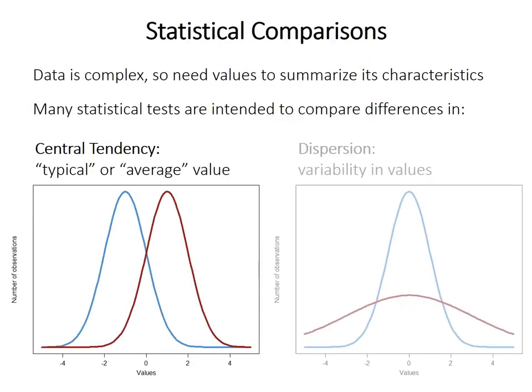Any set of data that you have is going to contain many individual observations. So it's important to have some kind of value to summarize the characteristics of that data. Most statistical tests, like the ones we'll discuss throughout this class, are designed to compare differences in these summary values. The two most important ways of summarizing data are the central tendency, which is the typical or average value of data in a data set, and the focus of this video. The other is the dispersion, which is the variability in values in a data set, and the focus of the next video in this series.